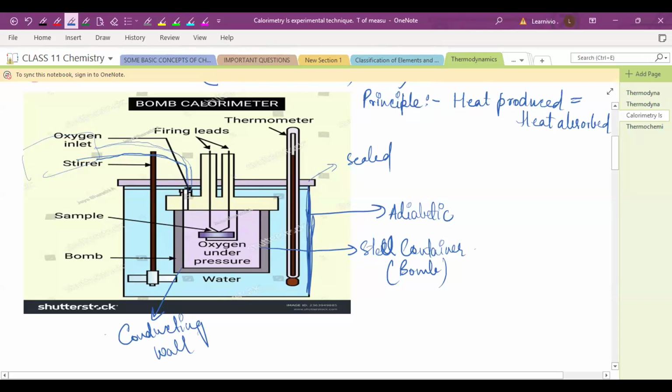Now this is the oxygen inlet, so oxygen will be supplied from here within the container. This is the small container. So here the oxygen is at high pressure, under pressure.